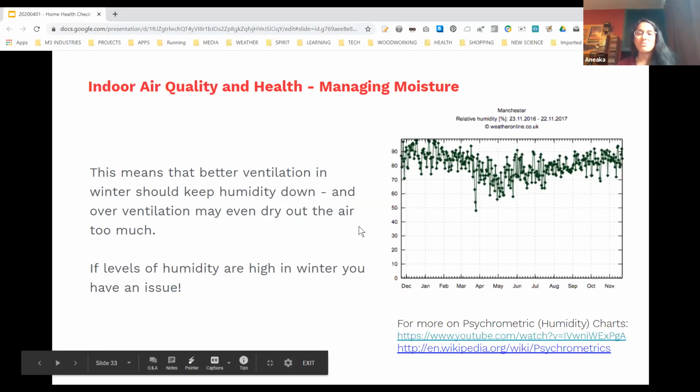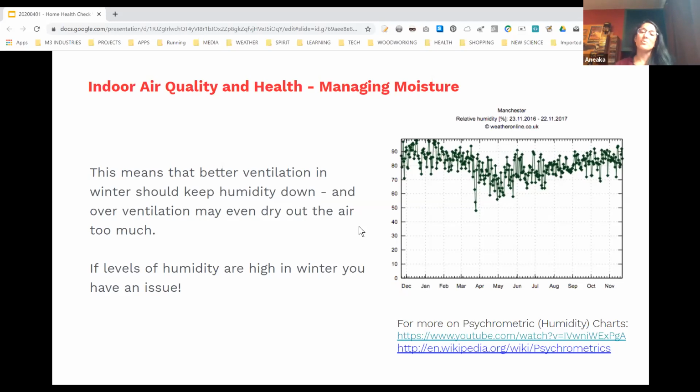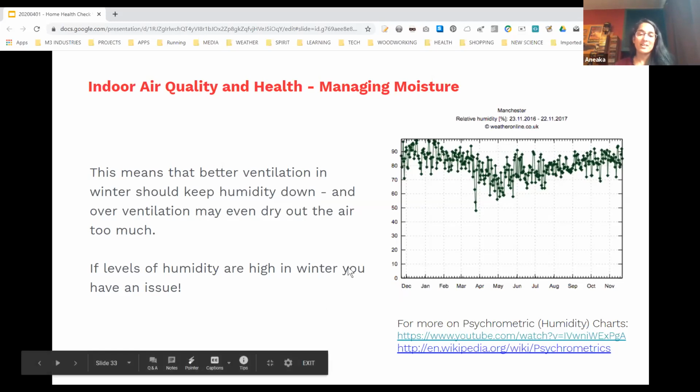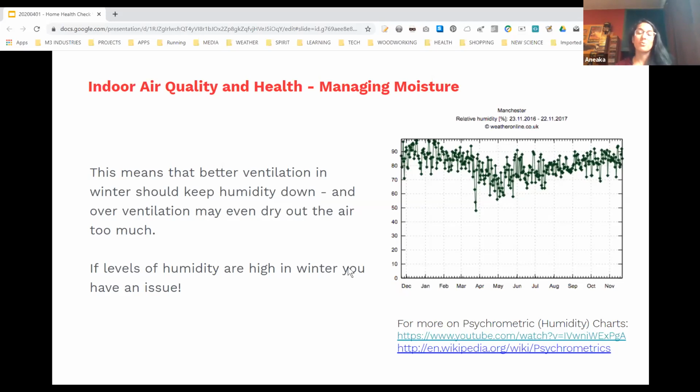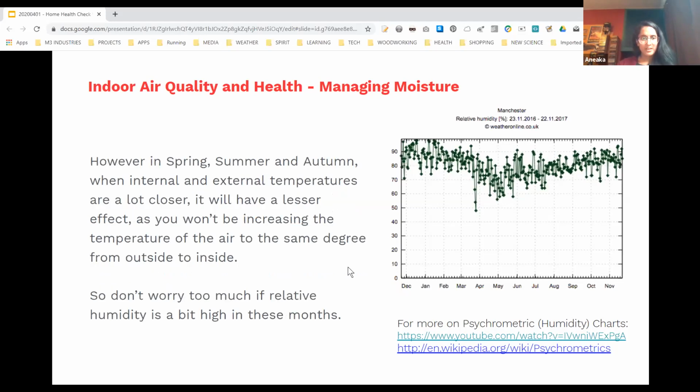That's worth considering, so don't be too worried if you get higher levels of humidity in spring and autumn. That doesn't mean you shouldn't take measures to reduce the amount of moisture you're producing in the home or think about ventilation. It just means you shouldn't worry about it too much.